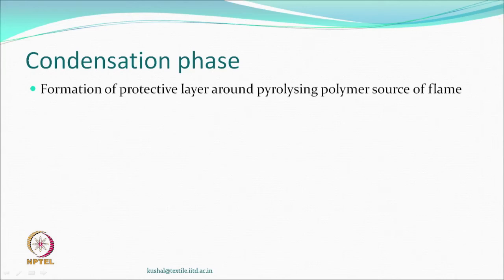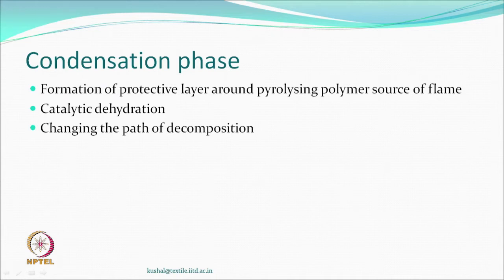So, the condensation phase is basically related to the formation of a protective layer around the surface of the polymer, or the area of the polymer which is burning. If some protective layer could be created around that, the flame will not go directly; it has to go through this protective layer. Or they can work like a catalytic dehydration. Acids can be used, and that can alter the path of decomposition. That means the way the pyrolysis was taking place may get changed, and this can happen through catalytic dehydration.